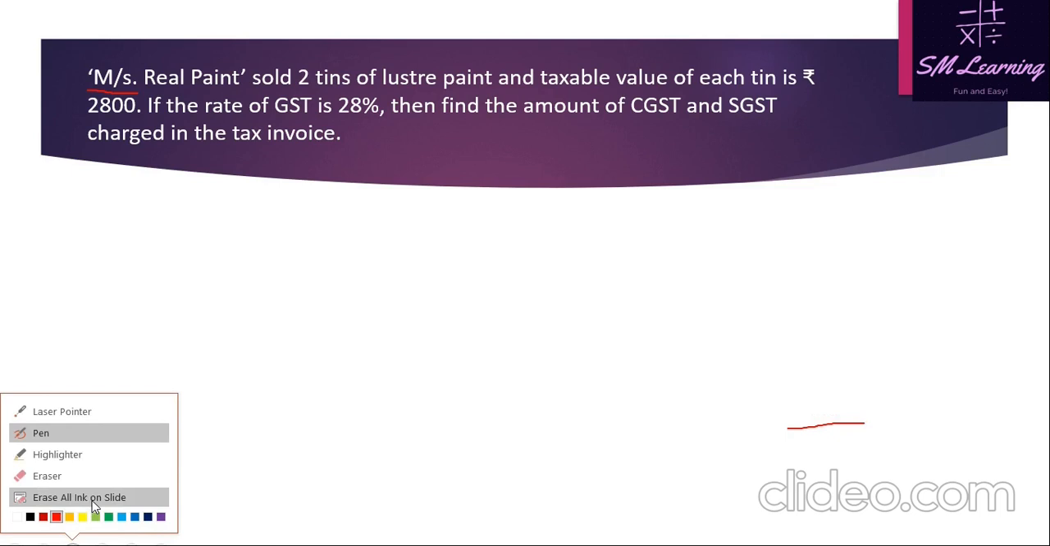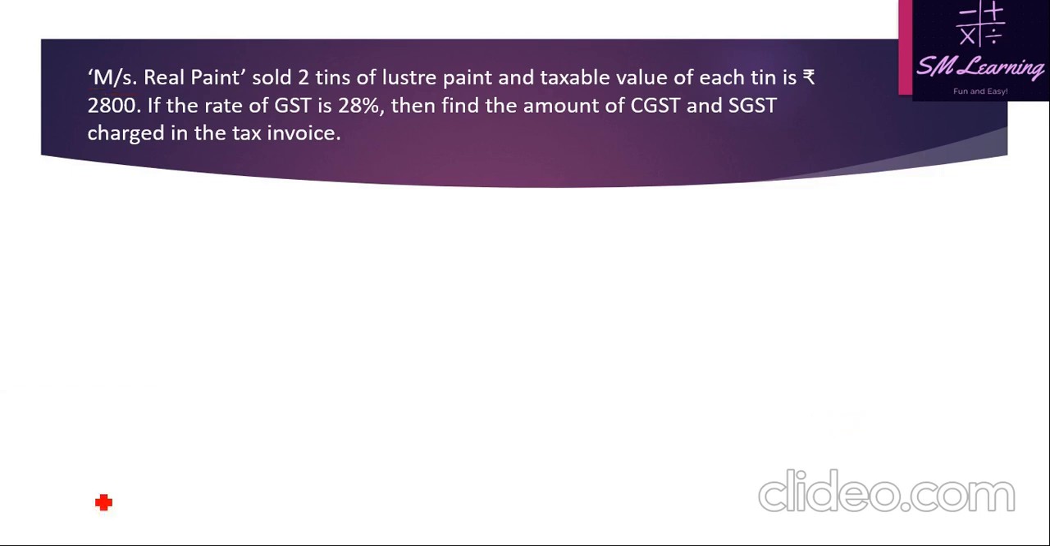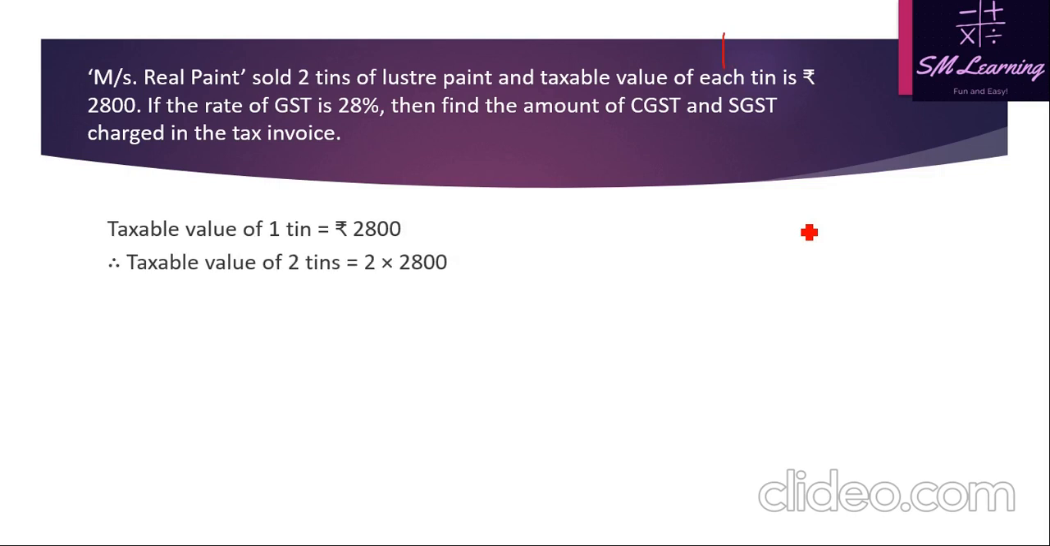Okay, moving ahead. Messrs Real Paint is selling 2 tins of luster paint and the taxable value of each tin. What do you understand by each tin? Each tin means the cost of 1 tin is given as 2800. It is very easy. Taxable value of 1 tin is rupees 2800. So taxable value of 2 tins is equal to 2 into 2800, right? So 28 into 2 is 56 and just add 2 zeros.